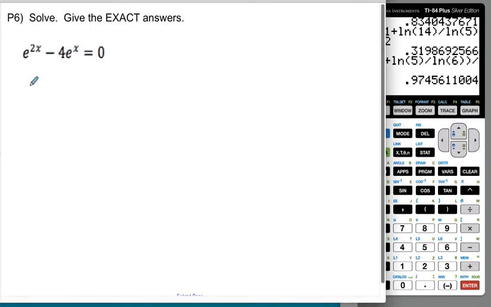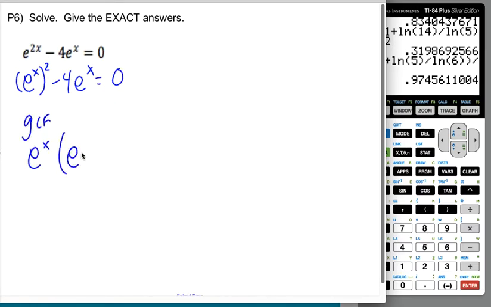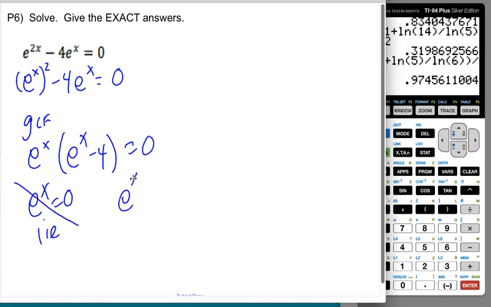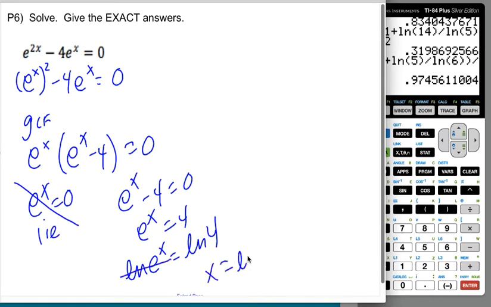Again, same thing, there's a GCF here, right? Remember, this is e to the x quantity squared minus 4 e to the x equals 0. So when we take out the GCF, we're going to yank out an e to the x, and what's going to be left is e to the x minus 4 equals 0. So either e to the x equals 0, and again, I would suggest you just get used to the fact that that's not going to happen, or e to the x minus 4 is 0, so e to the x is 4. When I take the natural log of both sides, I get that x is the natural log of 4, and that's our answer.